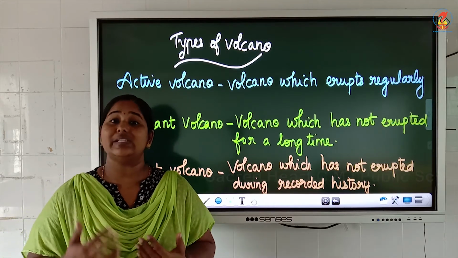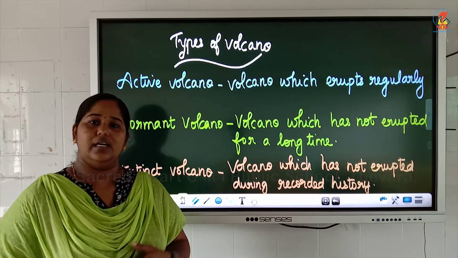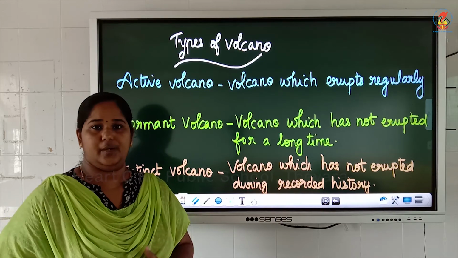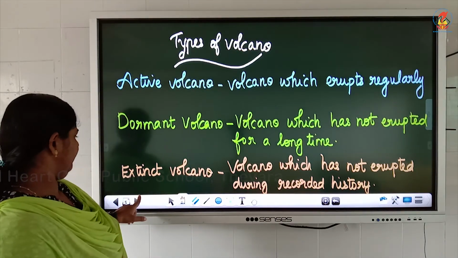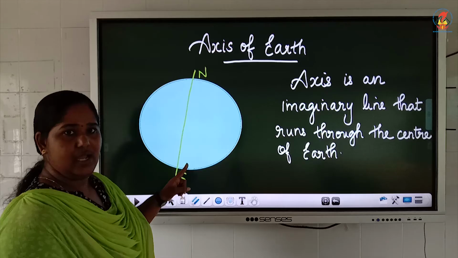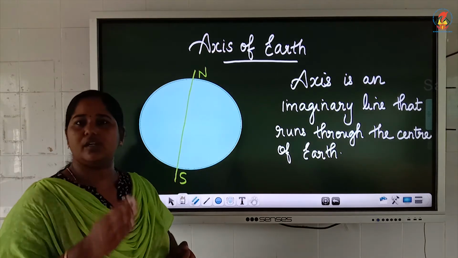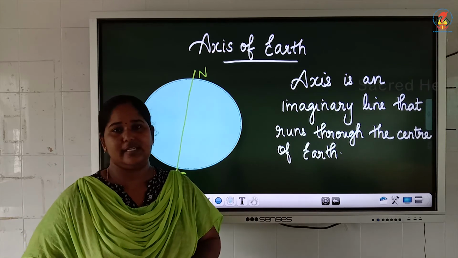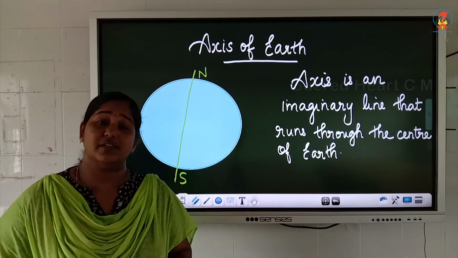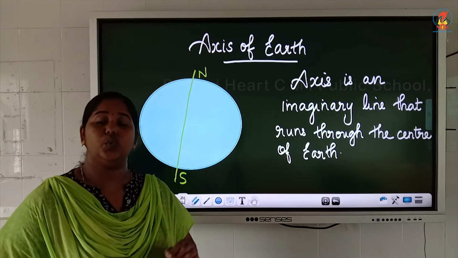Now there are two more interesting things that you can learn. We know that Earth is like a sphere, but it is not a perfect sphere. There is something called axis. Axis is an imaginary line passing through the center of Earth. But when you see the picture, it is very clear that this is a slanting line. It is not a straight line. It is a little bit tilted, isn't it? Yes. The axis of Earth is a little bit tilted. It is not a straight line passing through the center of Earth.